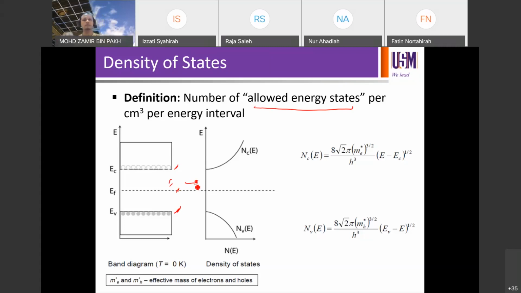So what it means is you can plot your energy axis on the Y, and then the density of states on the X. You can see the distribution, the profile looks something like this, and it only starts from the band edge, from both band edges: your conduction band at the top, and your valence band at the bottom.